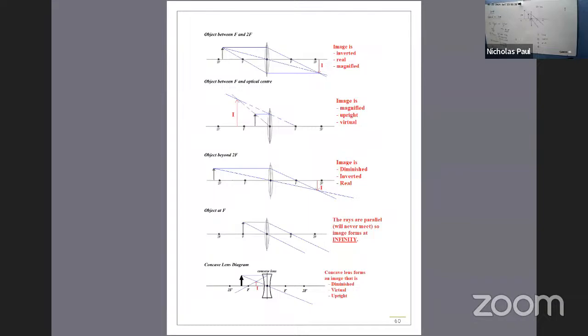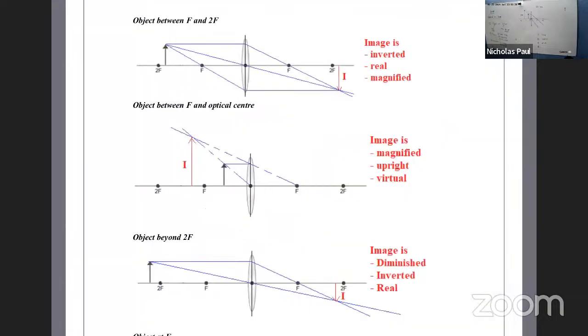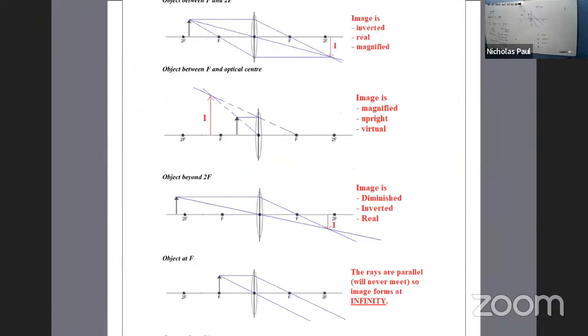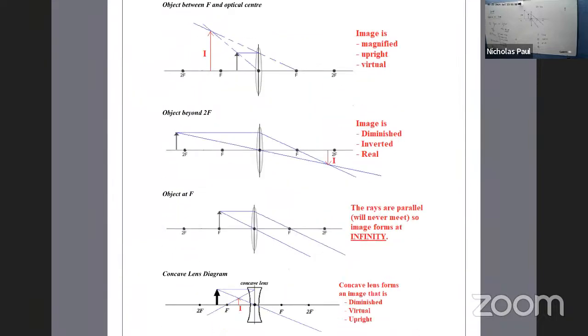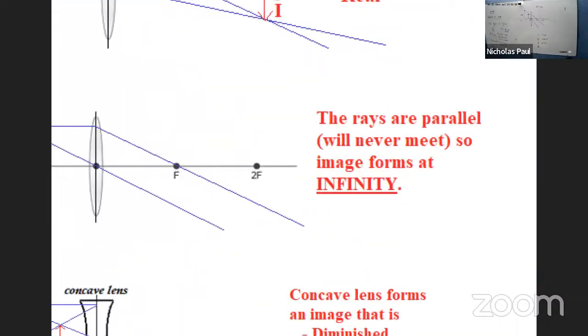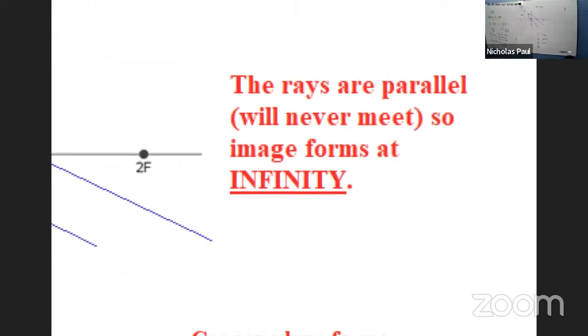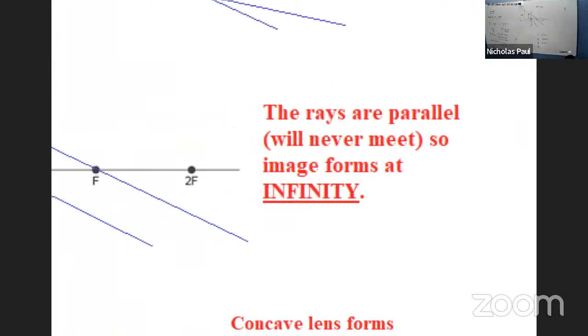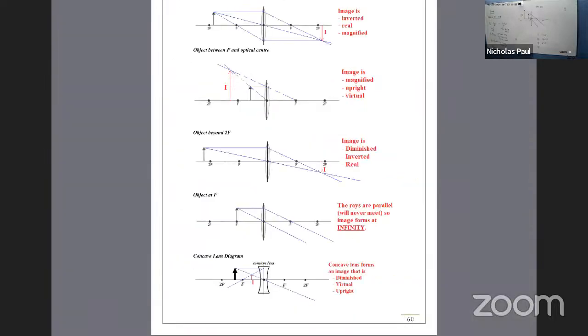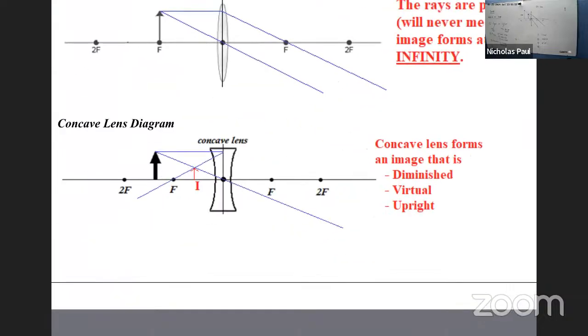Right? Okay. So if you look at the little handout, you will see everything, all the different examples based on where you put it. Here, at F, the rays are parallel and will never meet, so the image is formed at infinity. So technically, no image. We didn't do this one, but take a look at it.